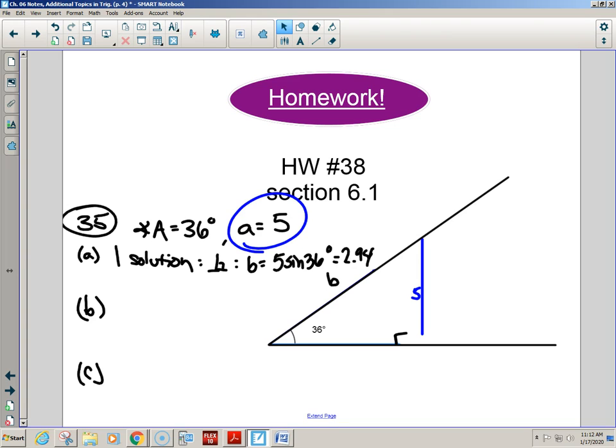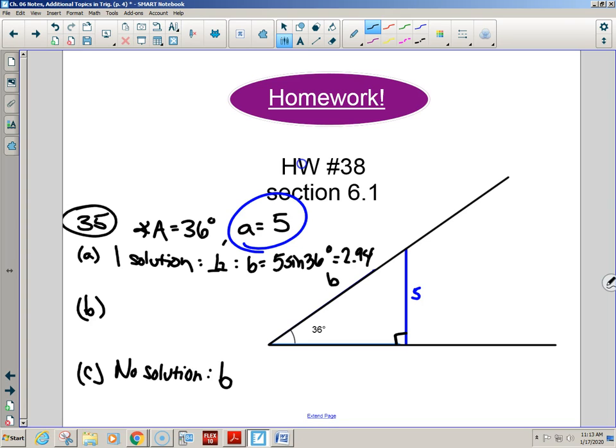So if I go above 2.94, it's not going to work, because remember, the shortest distance between this side and this side is a straight line, straight down, 90 degrees. So right here, if B is 2.94, that's the longest B can be. If B is any longer, he's not going to be long enough to hit. So right away, I'm like, okay, which one's no solution? Is that the bottom one? Okay. So no solution is if B is bigger than that. If B is bigger than that, that whole little 5 is too short, no matter what.